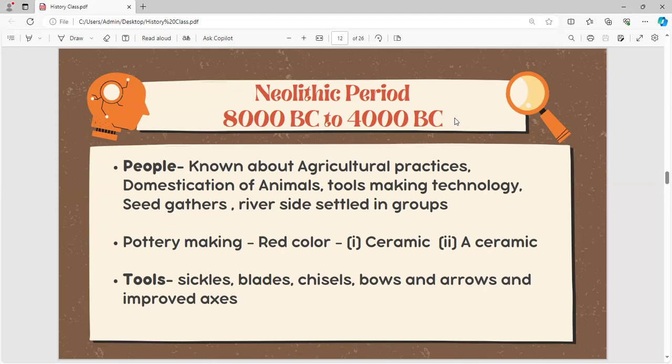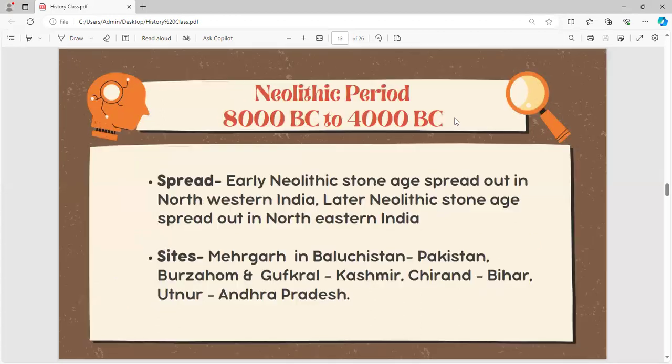And they used tools like celts, blades, chisels, bows and arrows, and improved axes. They also used polished tools, smoother, better, and sharper. In this Neolithic period, the early Neolithic Stone Age spread across northwestern India, and later the Neolithic Stone Age spread across northeastern India.